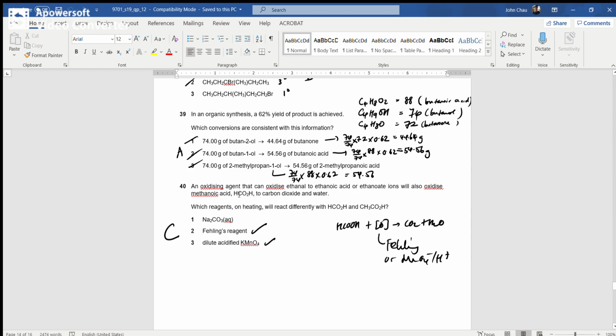The last question: an oxidizing agent that can oxidize ethanol to ethanoic acid or ethanoate ions will also oxidize methanoic acid to carbon dioxide and water. Which reagent on heating will react differently? This methanoic acid can be further oxidized to carbon dioxide and water by either ferric or manganese. Ethanoic acid cannot be oxidized, but methanoic acid can be further oxidized to CO2 and water. So reagents 2 and 3.